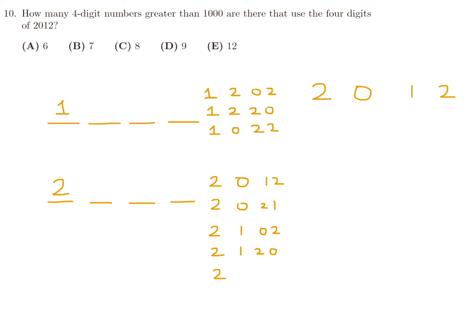And then 2, second digit a 2, and therefore it will be just either 0, 1 or 2, 2, 1, 0. So how many did I get? 1, 2, 3, 4, 5, 6, 7, 8, 9. 9 of them. So number 10, the answer is D.